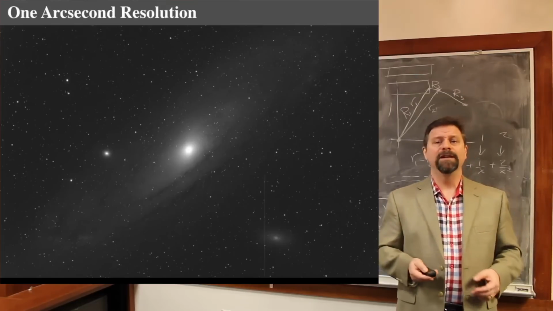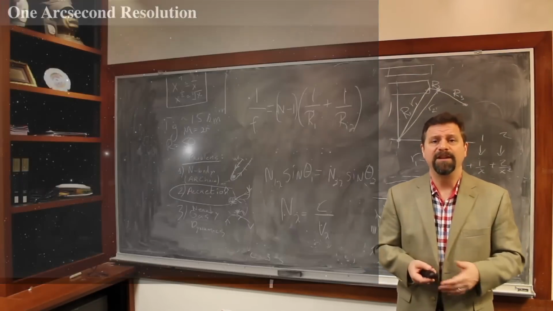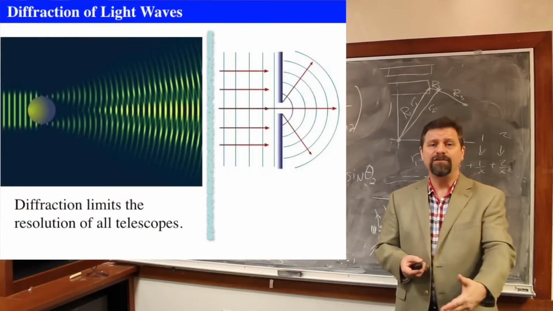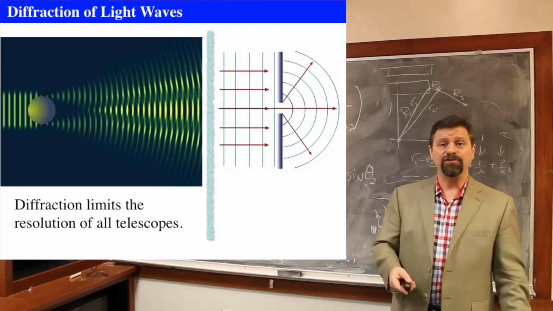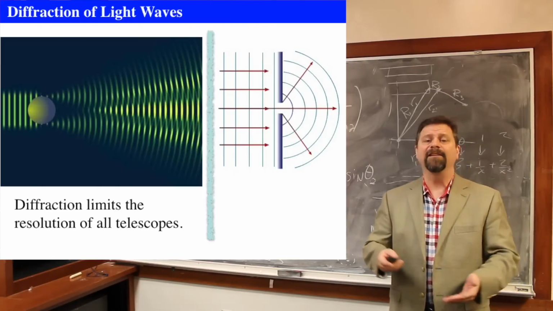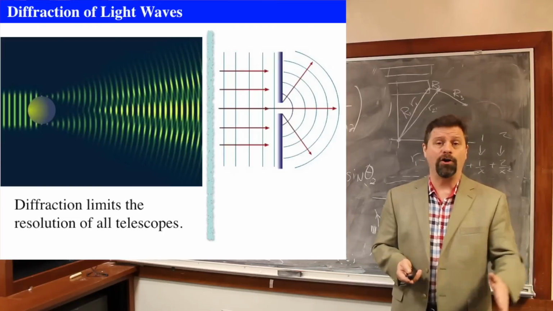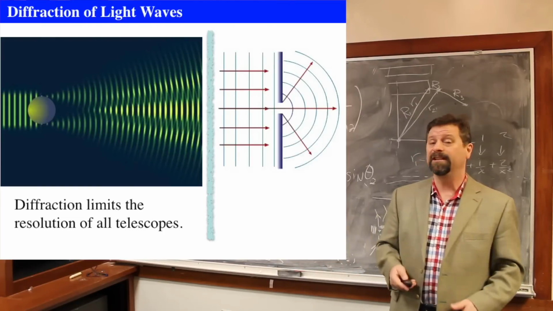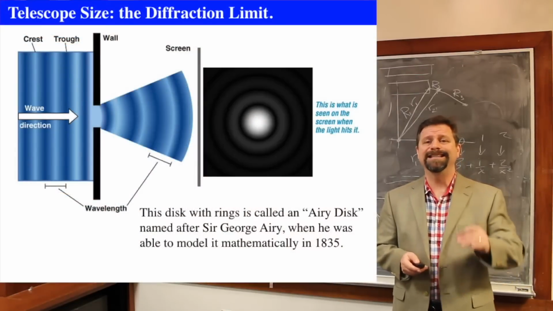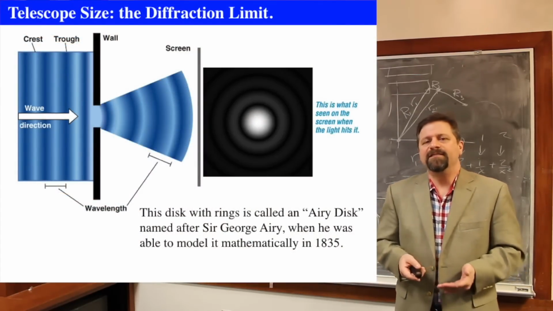All right, so that resolution happens because as light goes into an aperture, it diffracts. So the larger your aperture, the less the effect of this diffraction. But diffraction limits the resolution of all telescopes. It doesn't matter what they are, whether they're Hubble Space Telescope, some big telescope, some little telescope. Diffraction is the limit to the telescope. So what is this diffraction limit?